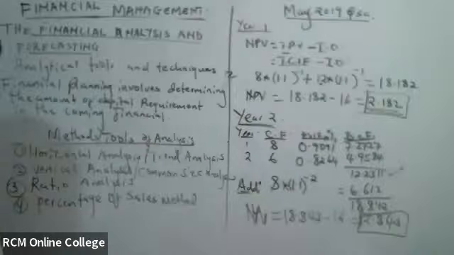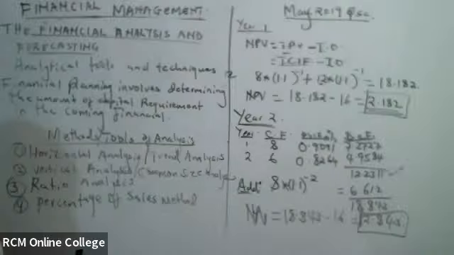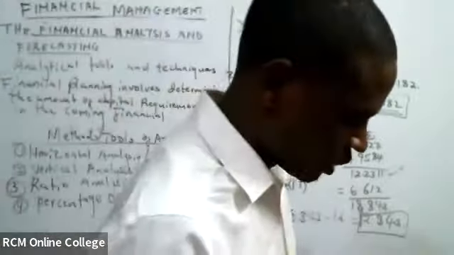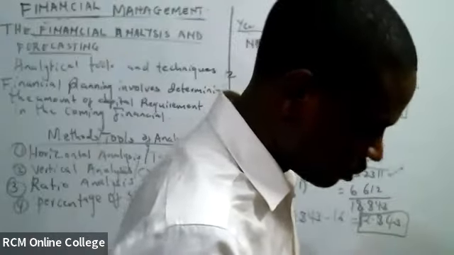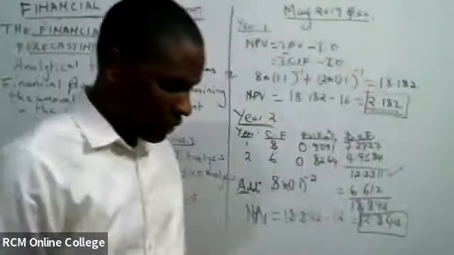So class, maybe we can start with the vertical analysis or common size method. And that one will help us to understand what is needed, what is required of us.